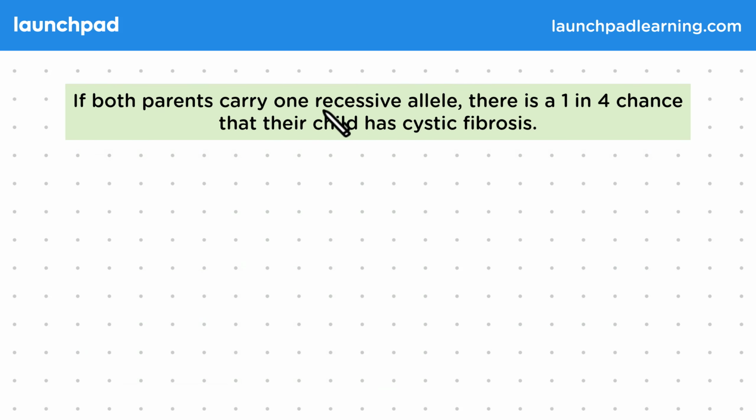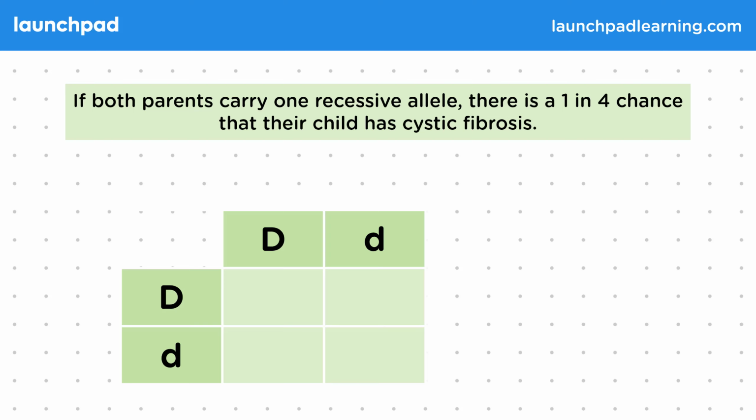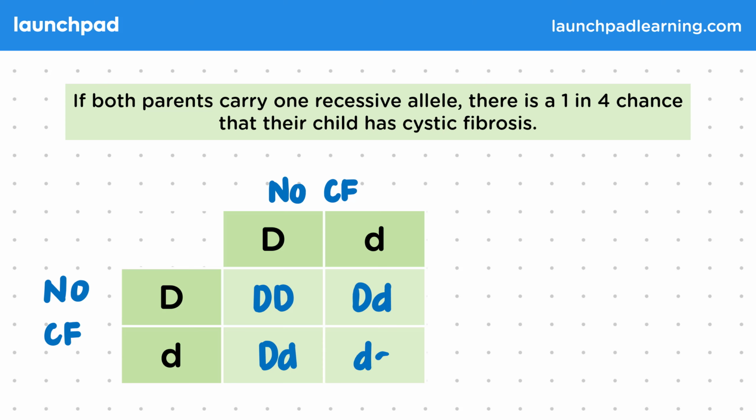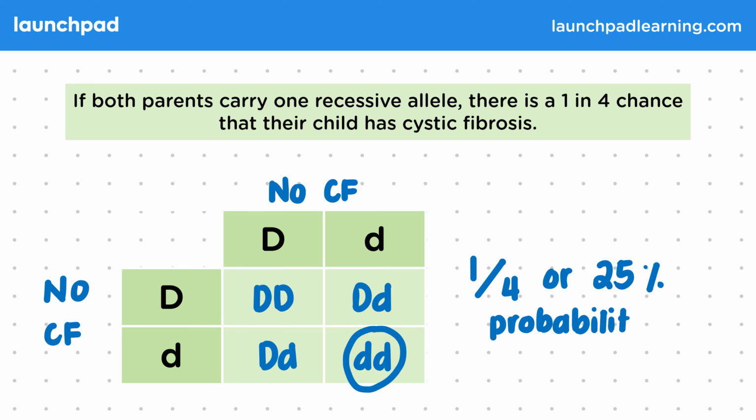If both parents carry one recessive allele, there's a 1 in 4 chance that their child has cystic fibrosis. So then here's the Punnett square for 2 heterozygous parents, neither of which have cystic fibrosis. Out of these expected genotypes, there's only one that would present cystic fibrosis. So this is a 1 in 4 or 25% probability that the offspring of these 2 parents would have cystic fibrosis.